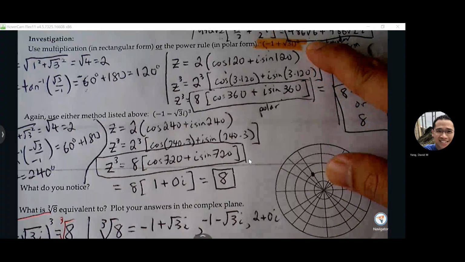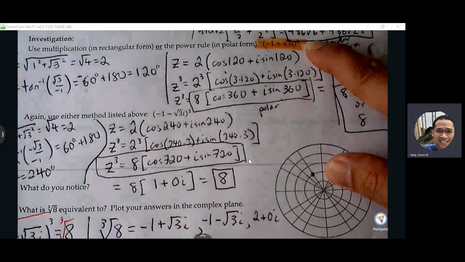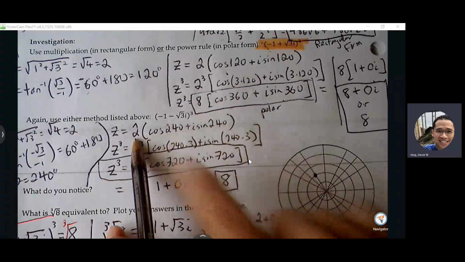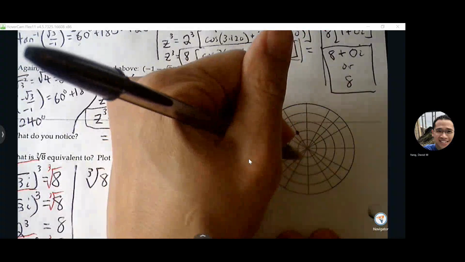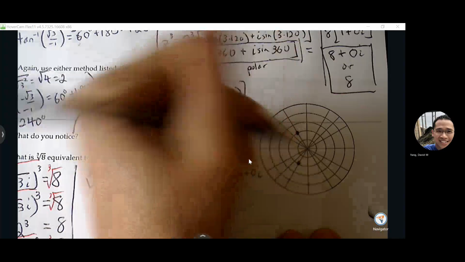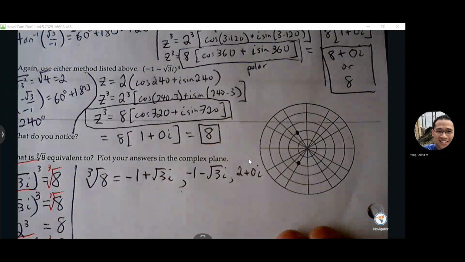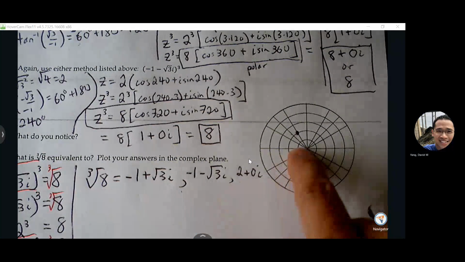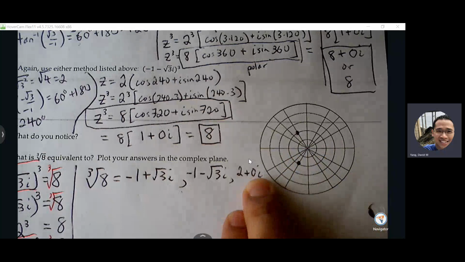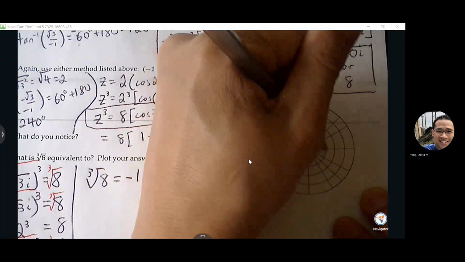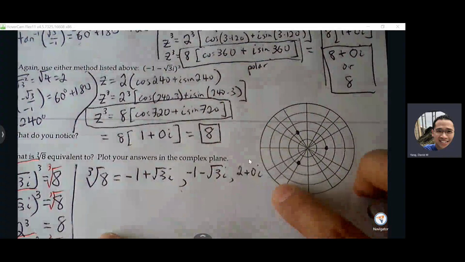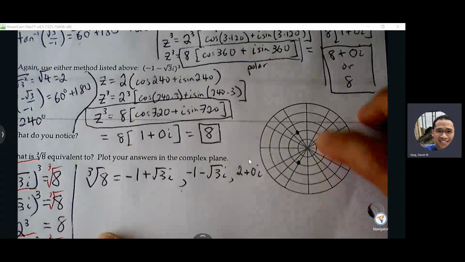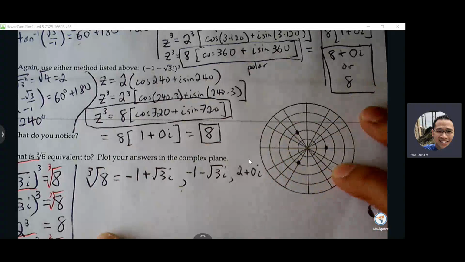Negative 1 minus root 3i, that's the same thing as cosine of 240 with a radius of 2. So 240. And finally, 2 plus 0i, that's just going to be 2 to the right. So imagine the ordered pair of 2, 0, that's easy to plot. So all your solutions are going to be the same distance away. In this case, they're all 60 degrees from each other.